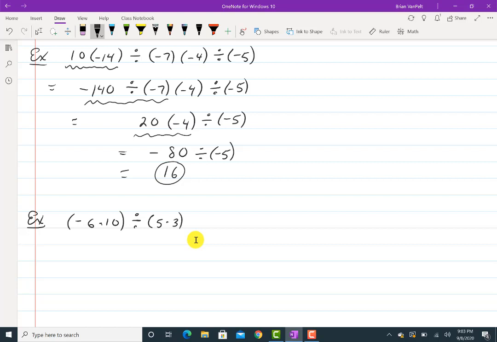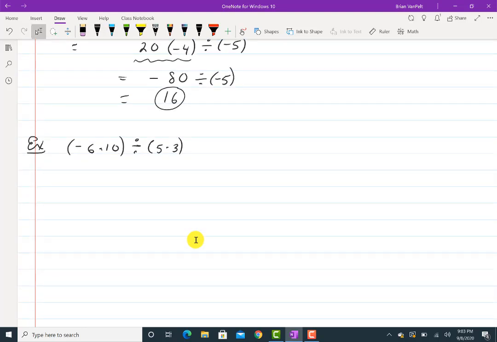So for a problem like this, parentheses should always be done first. So when I'm doing this, I'll see that I'll get a negative 60 before the division sign. After the division sign, I will get a 15. Now I know my answer is going to be negative since I have a negative divided by a positive. So it's going to be negative 60 divided by 15, which is 4.